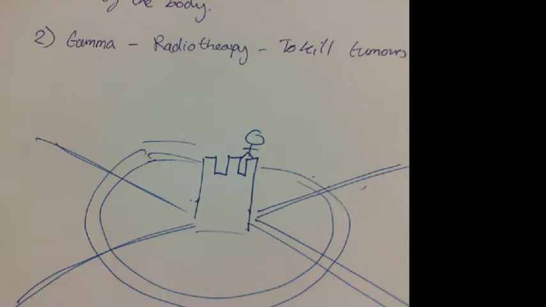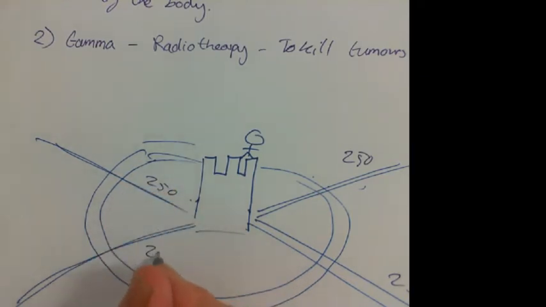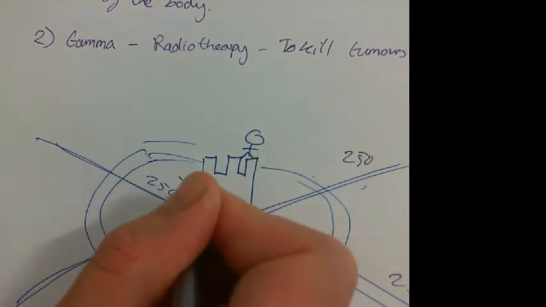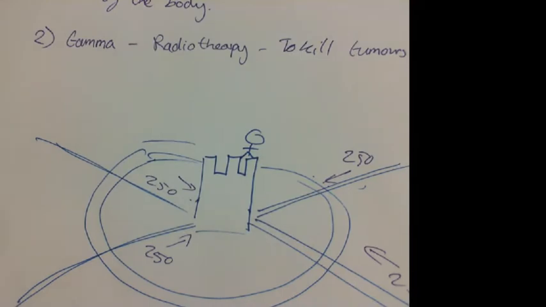So the way to do it is you send 250 down this road, 250 down this road, 250 down this road, and 250 soldiers down this road, and they all meet at the castle. Okay, and that way they can then all attack the castle at once, and the castle falls. That is exactly how radiotherapy works, where they have a gamma source, and it will be outside of the body, hence why it needs to be a gamma source.